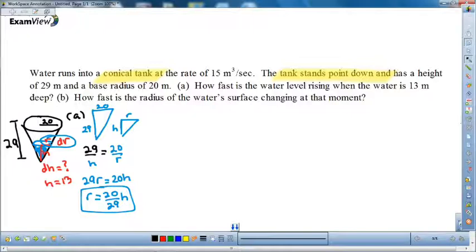So again, the volume of this is going to be given to you because we know that the volume is 15 cubic meters per second. So that is the rate of change of the volume. So volume of a cone is 1/3 pi r squared times h. So I'm going to go ahead and substitute that for r.